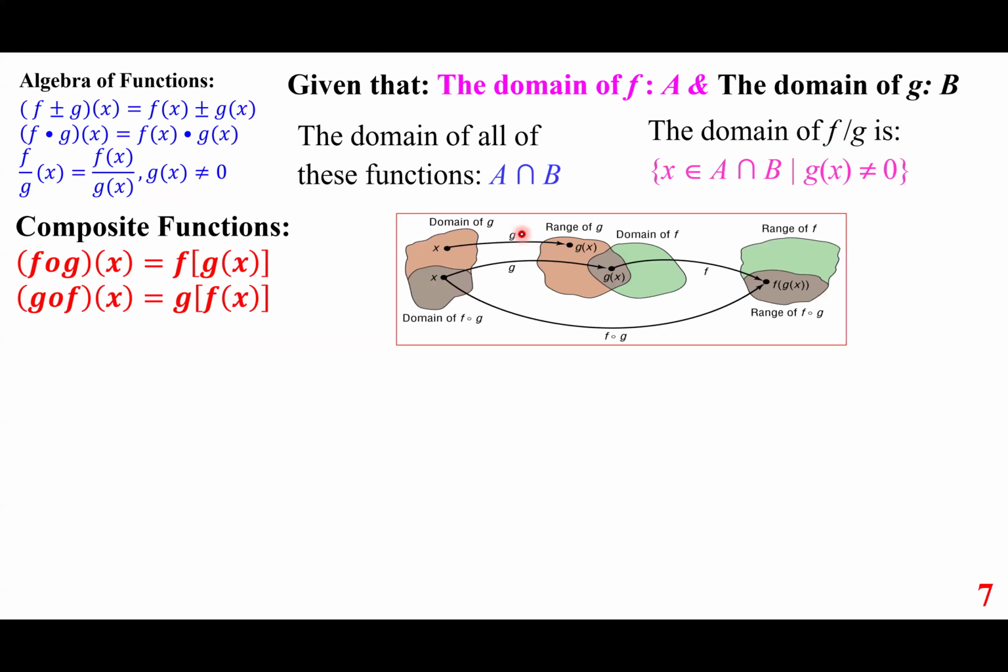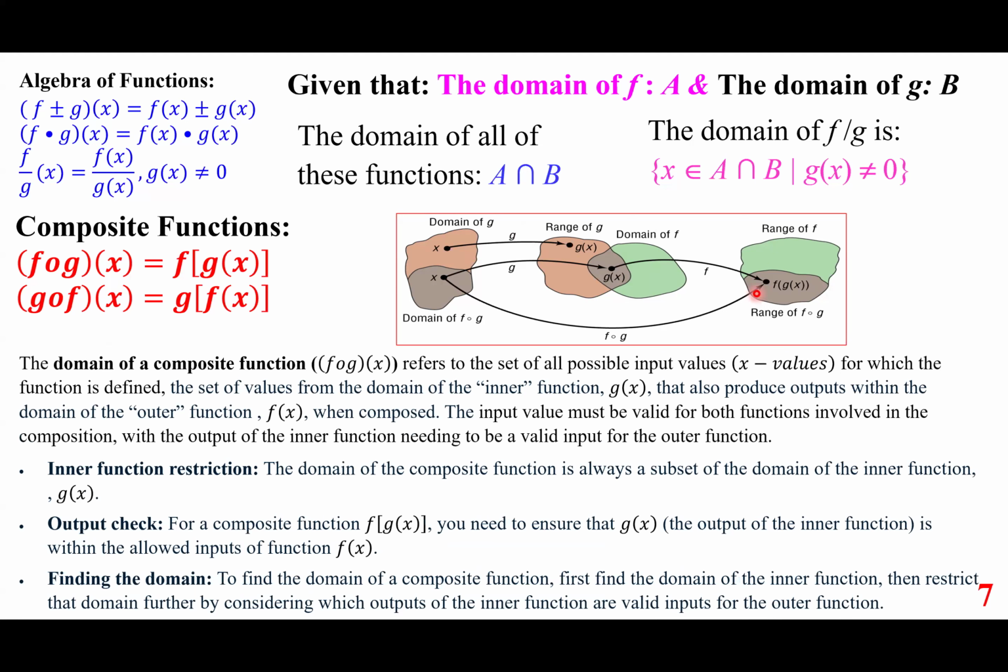So g maps x to g, and then f of g maps x to f of g. In other words, g of x is being mapped to f. So this represents the composite function, and therefore the domain of a composite function f of g of x refers to the set of all possible input values, x values, for which the function is defined. The set of values from the domain of the inner function, for example, in this one, the inner function is g of x. In this one, the inner function is f of x.